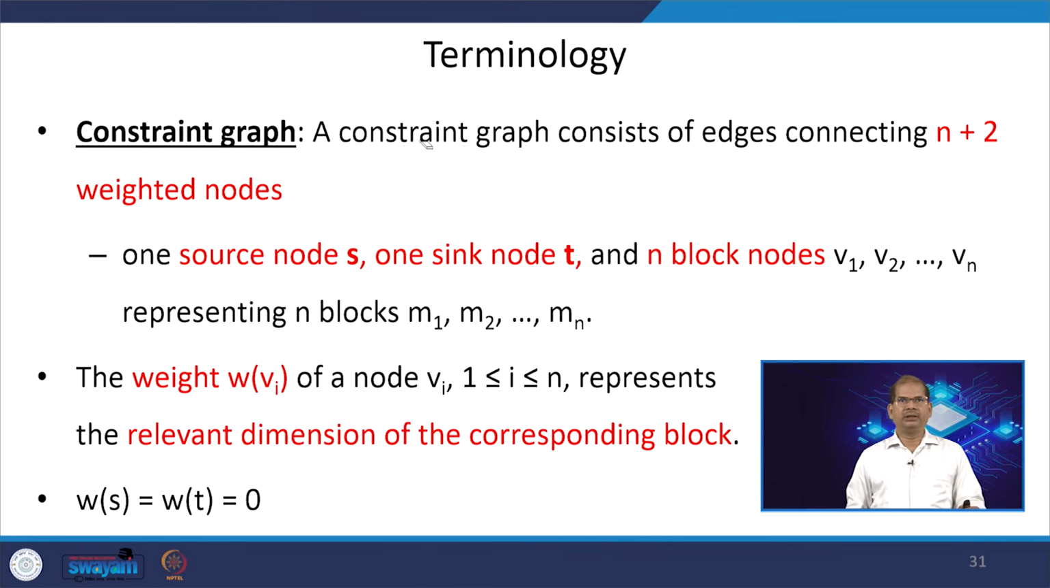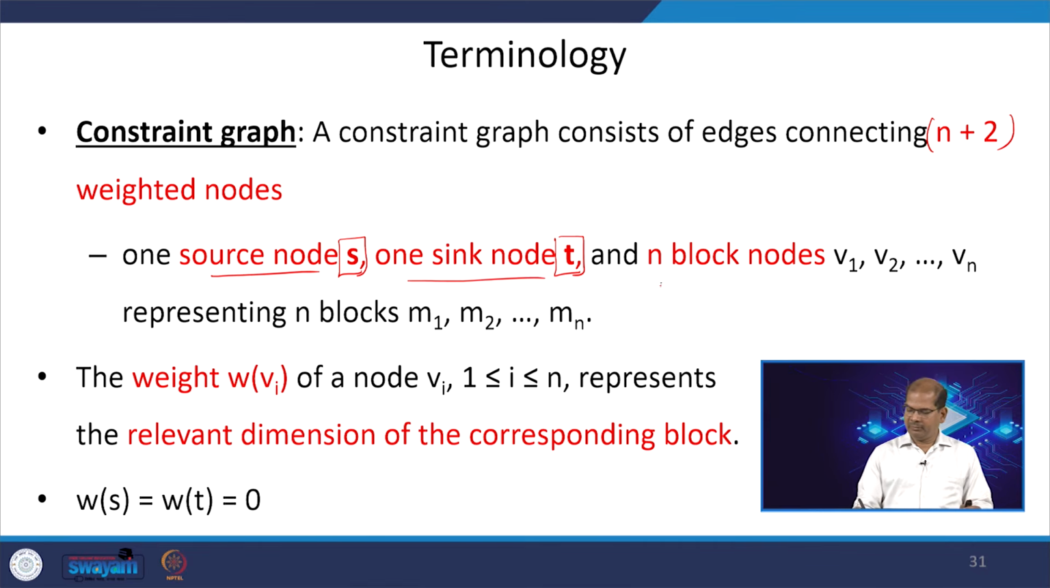We have basically the constraint graph. The constraint graph consists of edges connecting n plus 2 weighted nodes. We have a source node and a sink node. The source node is denoted by S and the sink node is denoted by T, or you can say termination node, that is why it is T. Then you have n different blocks. The blocks are denoted by the nodes of a graph, V 1, V 2, V n, which represent the blocks M 1, M 2, M n.